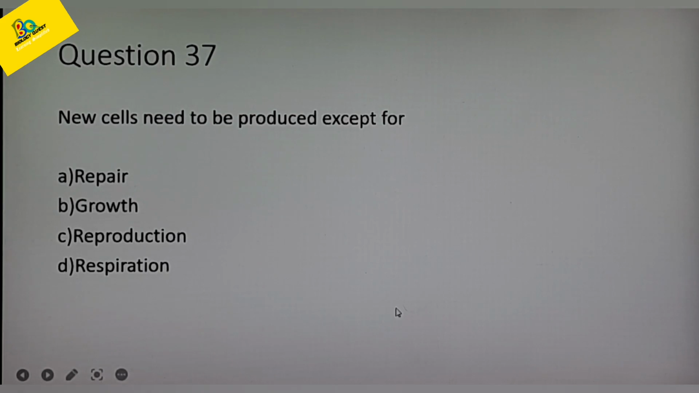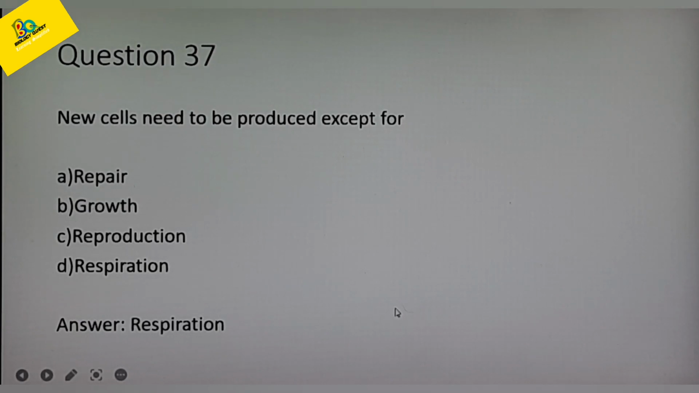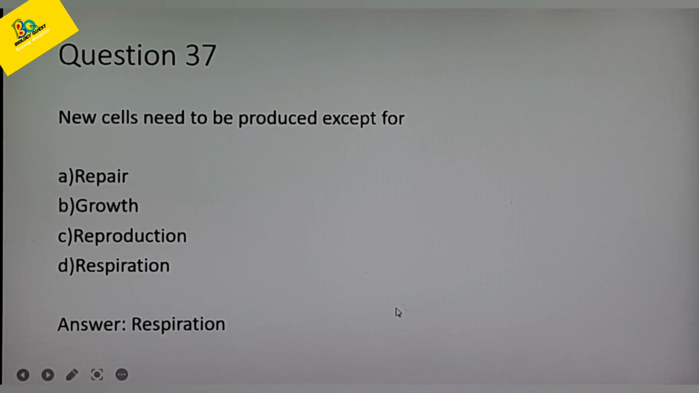Next question. New cells need to be produced except for. Options are A, repair, B, growth, C, reproduction, D, respiration. New cells need to be produced except for. So, the correct answer is option D, respiration. For all the other processes, repair of body cells, growth of the body, reproduction, for all these, cell division is necessary. New cells are being produced except for respiration.